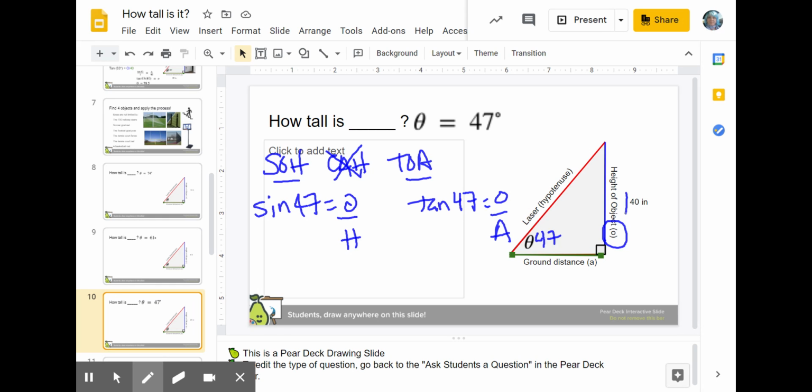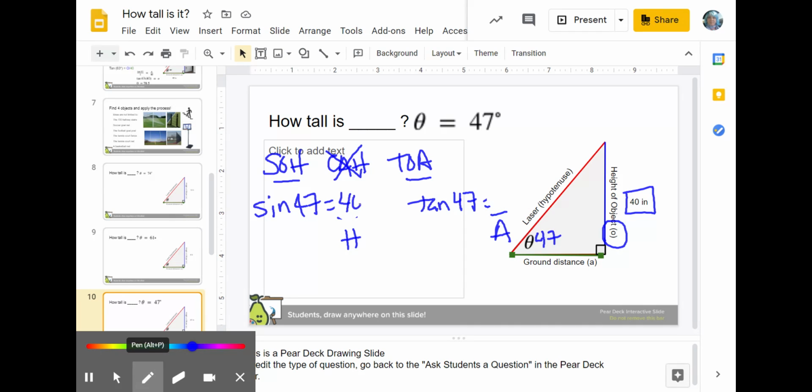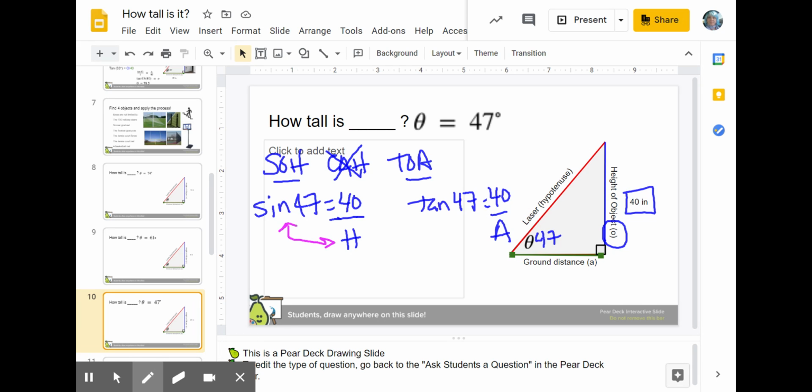And then you want to substitute in the 40 inches for your O's. So instead of O, I want to do 40. We can't solve this with the variable in the denominator. So you want to switch those and rewrite it. H equals 40 divided by sine 47. And A equals 40 divided by tangent 47.